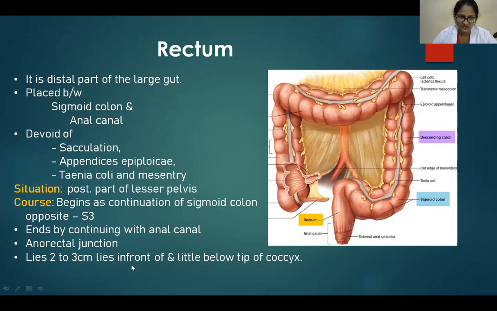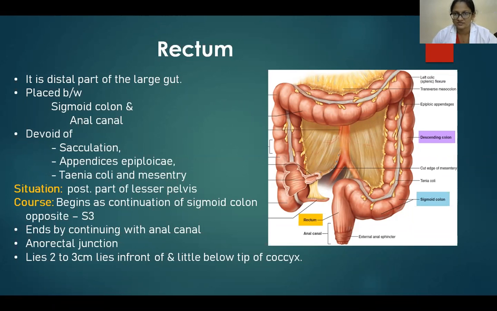Next, the anorectal junction. The anorectal junction is between the rectum and anus. It lies 2 to 3 centimeters in front of and a little below the tip of the coccyx. All these things will be seen in the next slides.